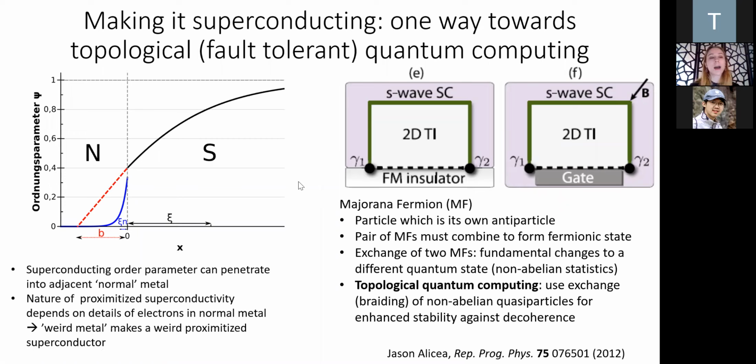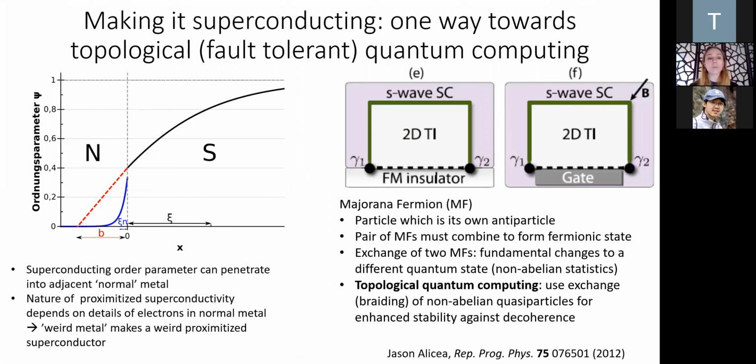And this is one way towards topological and fault-tolerant quantum computing. If you're interested in learning more about this, I recommend that you check out this review paper, which I think was pretty readable. So the general idea behind this is something that is true for many superconductors. If you take a superconductor and put it up against something that's not a superconductor, like an ordinary metal, the superconducting order parameter can penetrate into the normal metal and make at least a thin layer of the normal metal become a superconductor.